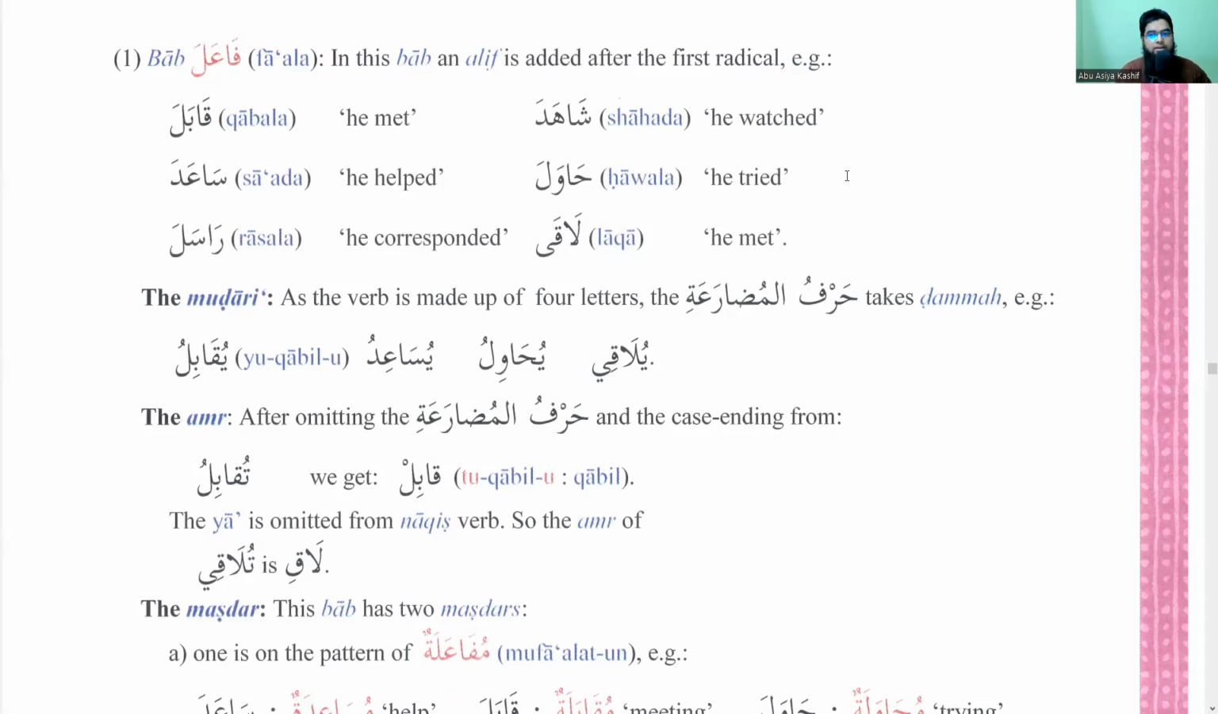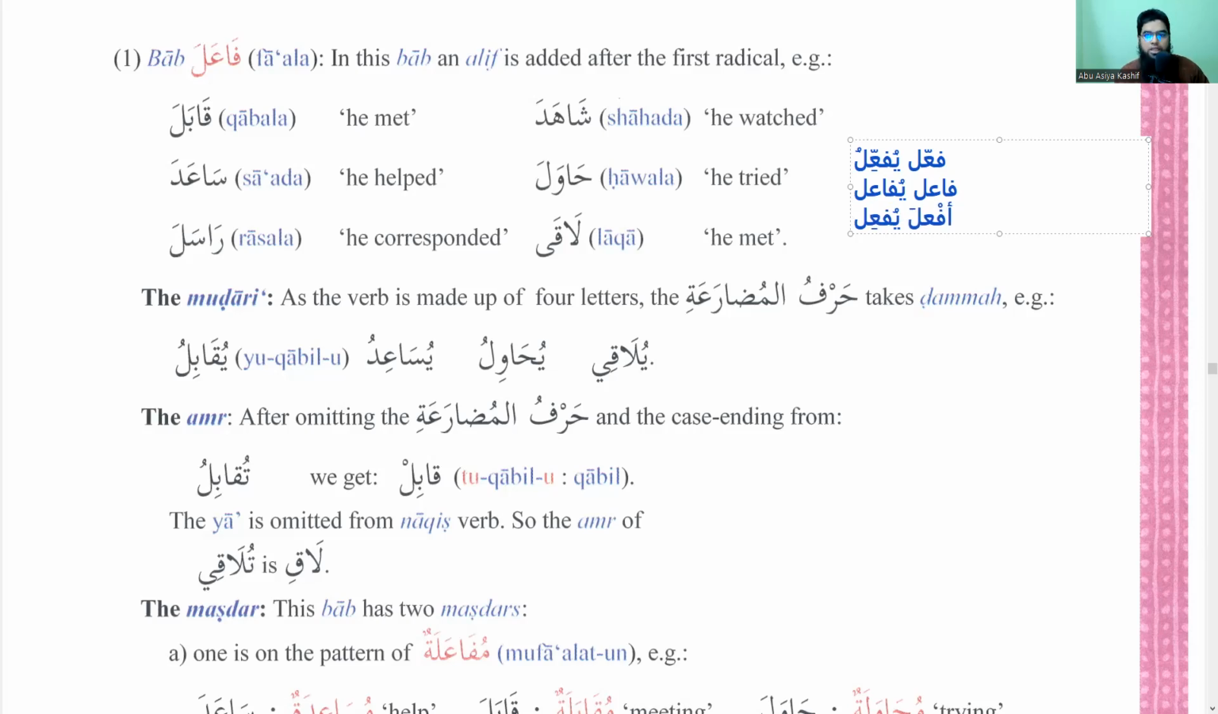So we learned 4 letters, that is form 2, 3, and 4. What's form 2? Fa'ala. So the mudare, because it has 4 letters, it will take a dhamma. Yufa'ilu. Fa'ala, yufa'ilu. Same thing with form 3. Fa'ala, 4 letters again. Yufa'ilu. We'll give a dhamma. Yufa'ilu. And then form 4 is af'ala, and then it'll be yuf'ilu.